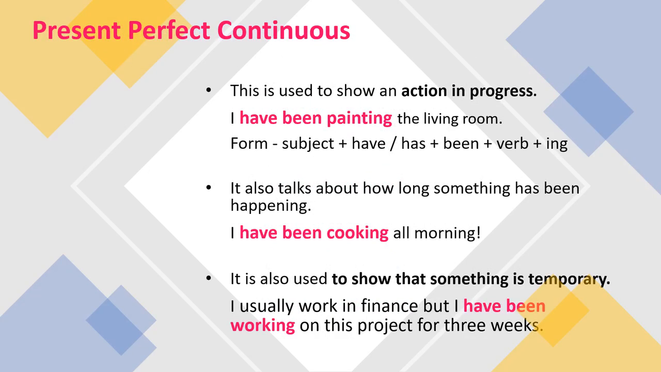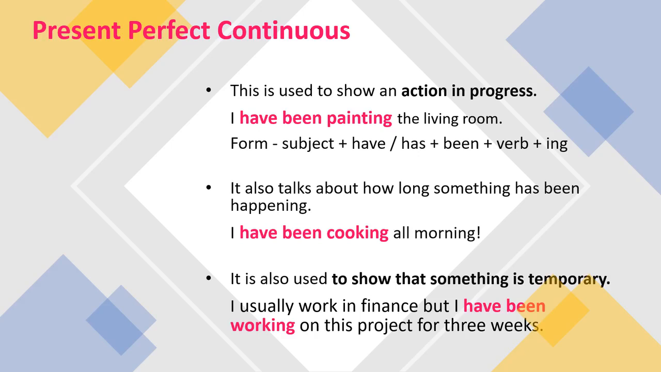Let's move on to present perfect continuous. This tense is used to show an action in progress. Example, I have been painting the living room. So we are focusing on the action, that is painting, which is going on, and it is not finished. It's an unfinished one, and it will go on. The form we use here is the subject plus have or has plus been plus verb plus ing form.